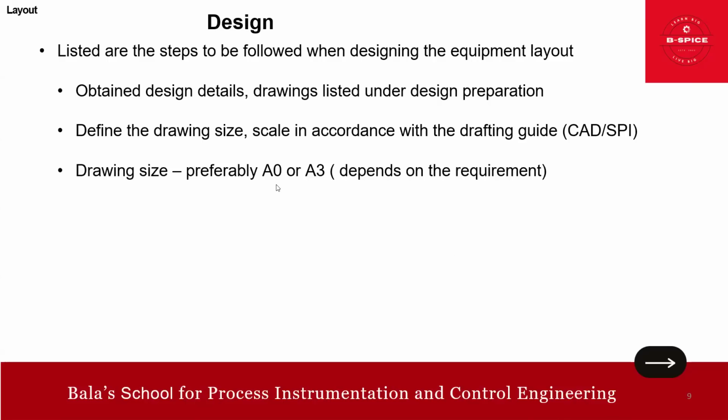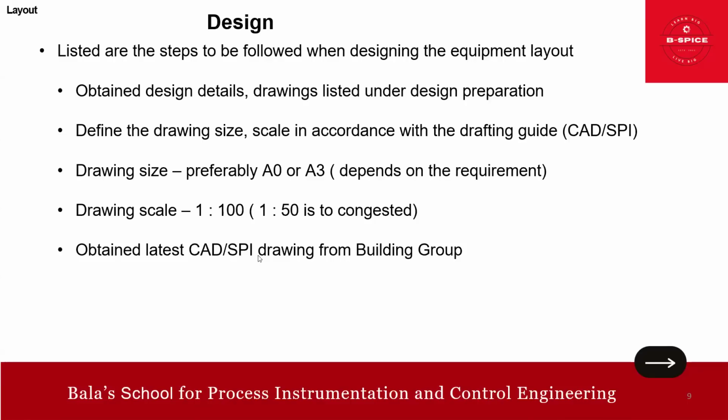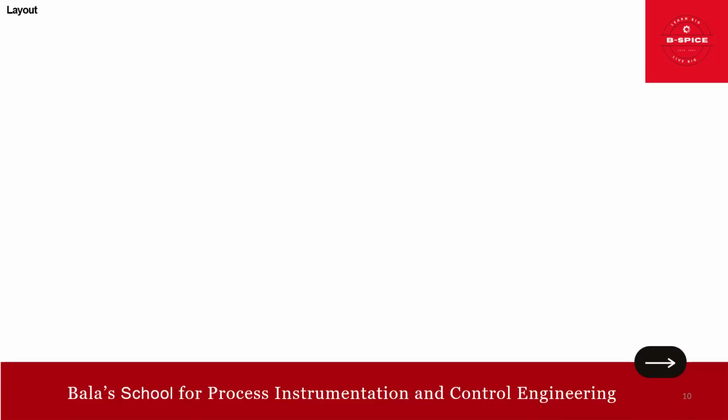And drawing size, preferably A0 or maybe A3, depending on the requirement, preferably A0. Then drawing scale, 1 is to 100, but if it is too congested, then we can go with 1 is to 50. Okay. Then obtain the latest CAD or SPI drawing from the building group, as I highlighted earlier. So we need to get the base drawing from them. So these are the design steps to start with.